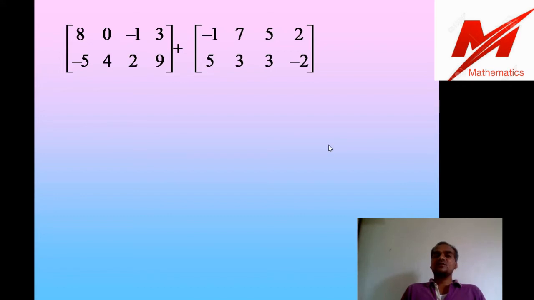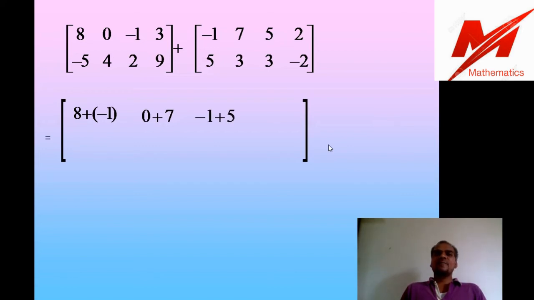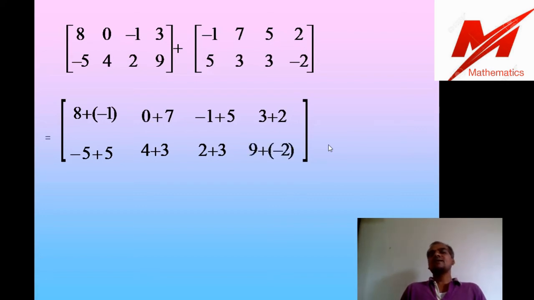So what do we mean by corresponding element? Corresponding to 8, which element is there? Minus 1. So we have to add 8 and minus 1. So 8 and minus 1 are corresponding elements, and we are adding 8 and negative 1. Next, corresponding to 0 we have 7, so we add these two elements. Corresponding to minus 1 we have 5. Corresponding to 3 we have 2. This is the first row. Similarly in the second row we have minus 5 plus 5, 4 plus 3, corresponding to 2 we have 3, and corresponding to 9 we have minus 2.